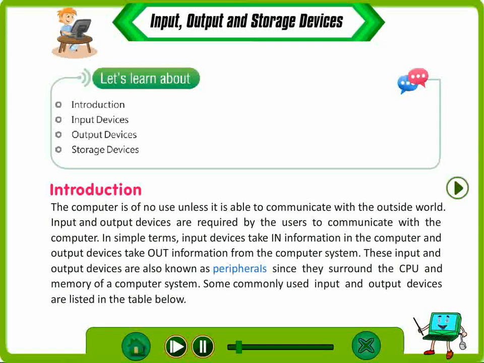Input and output devices are required by the users to communicate with the computer. In simple terms, input devices take in information into the computer and output devices take out information from the computer system. These input and output devices are also known as peripherals, since they surround the CPU and memory of a computer system. Some commonly used input and output devices are listed in the table below.